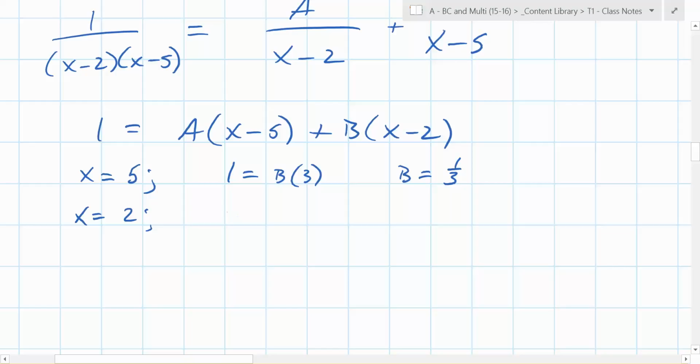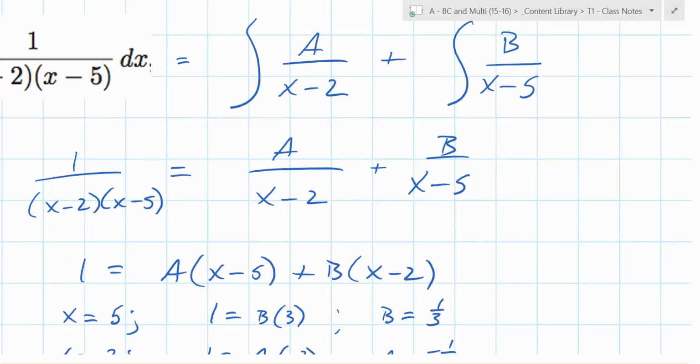So you end up with 1 is equal to a times what? A times negative 3, right? So what's a going to be? Negative 1/3. So you go back up here, and what's a going to be? Negative 1/3, and this is going to be 1/3.